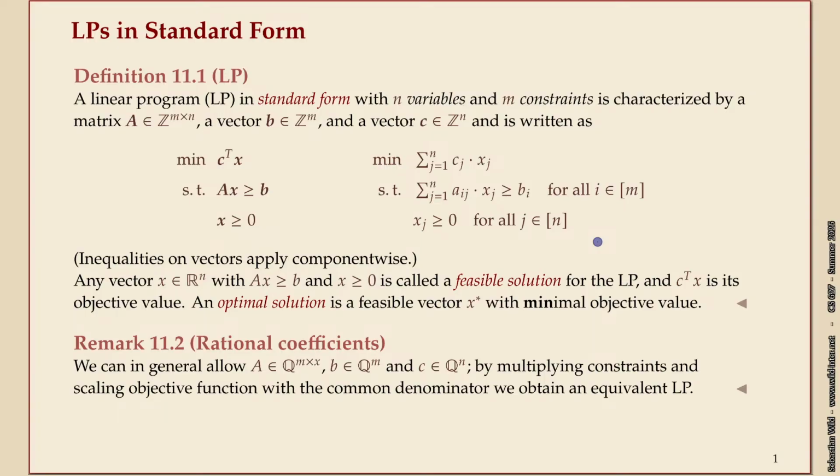Terminology that we had also last time. So a feasible solution is just some values for x in this case that satisfies these two constraints, these inequalities. We call that cᵀx, this value, the objective function value. And then an optimal solution is one with minimal objective function value or minimal objective value. And we'll usually denote that with a little star.